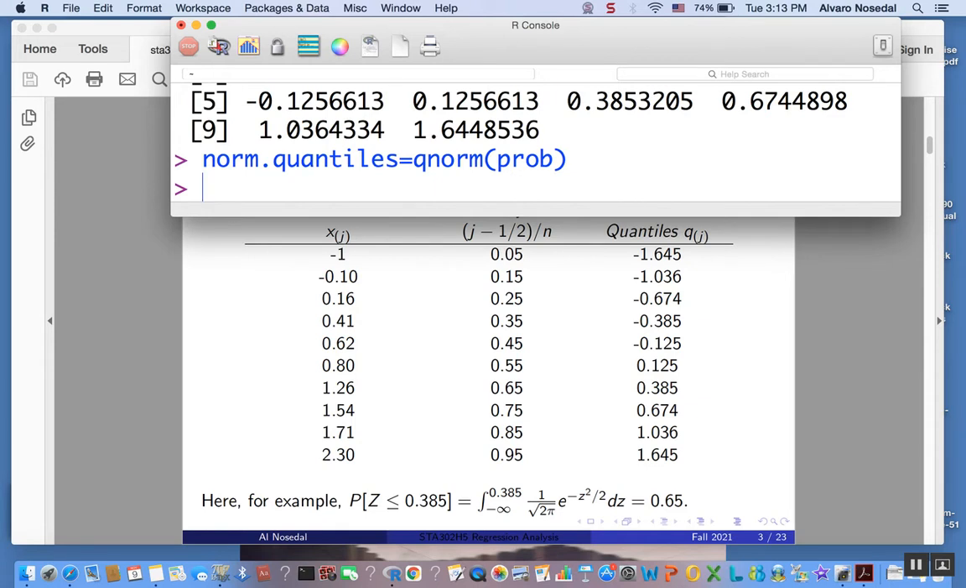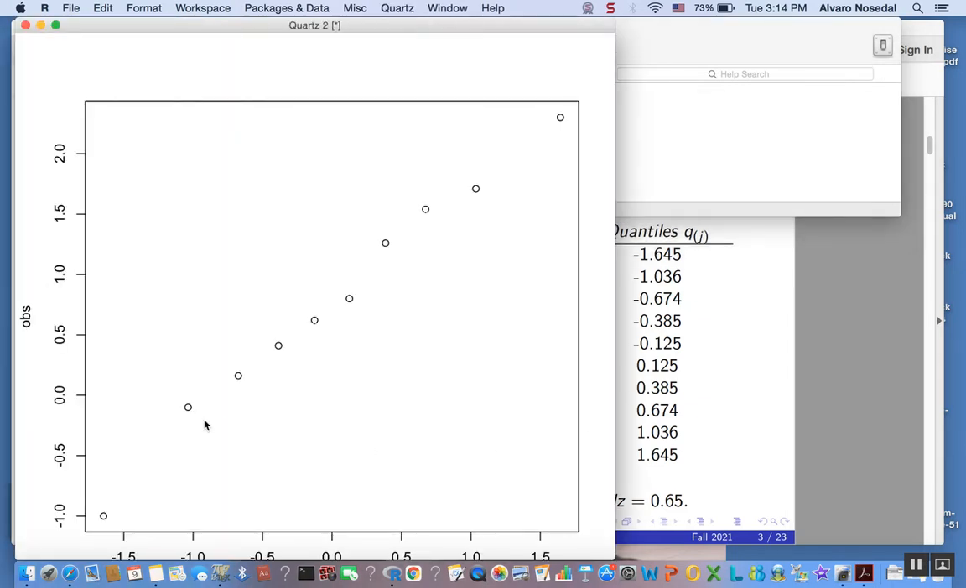Now it turns out that a QQ plot is just a graph of the normal quantiles, the theoretical ones, against your observations. Okay, so let's see. Plot norm quantiles against obs, right? Let's see what we get. So that's what we get.